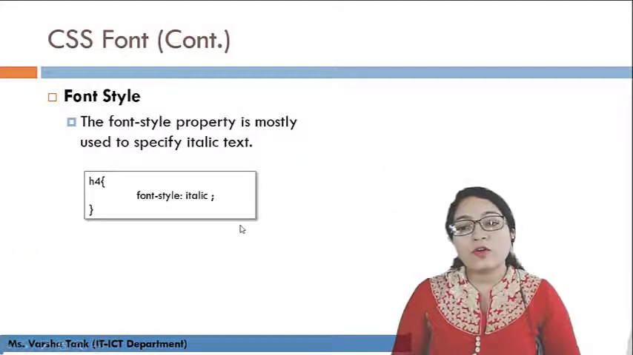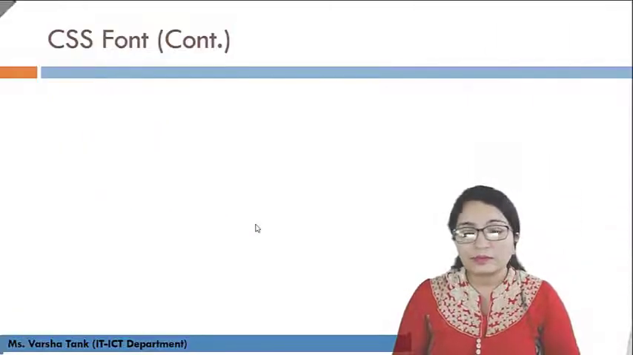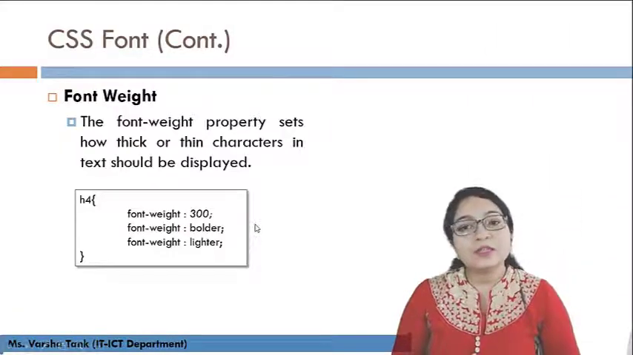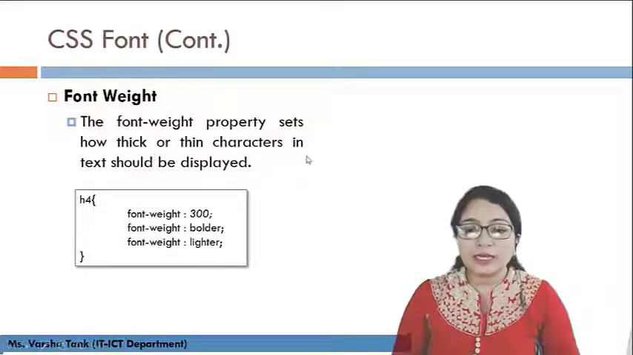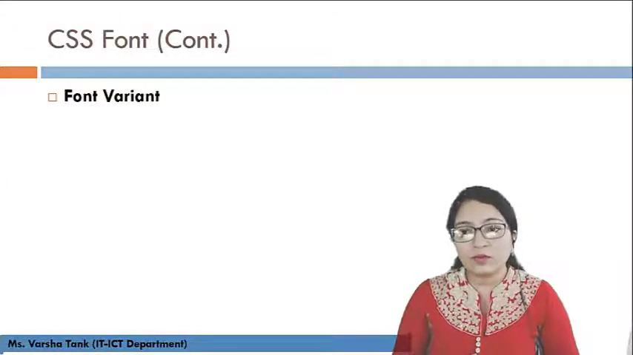The next one is the font style. The font-style property is mostly used to define the font in italic form, so at that time you can use font-style: italic. Then the next one is the font weight. The font-weight property sets how thick or thin the characters in the text should be displayed. Here again you can write a number, and you can also use defined keywords, that is bolder, lighter, etc. You can write it this way for font weight.